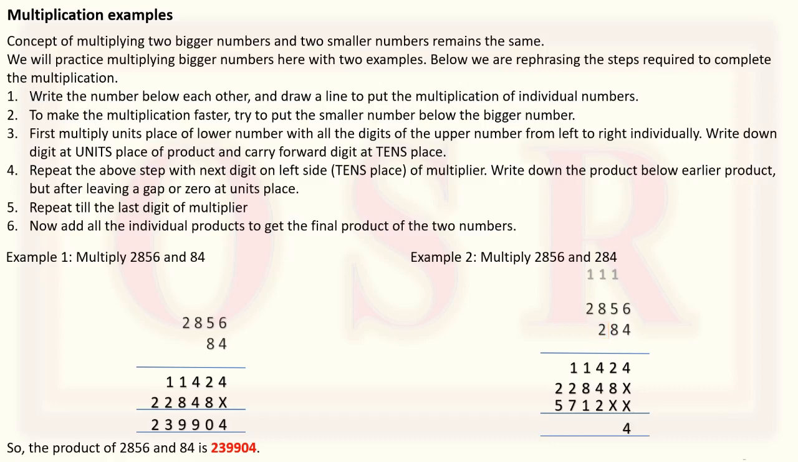4 plus 8 is 12, write 2 and carry forward 1. Same way, right? There is no difficulty in this addition also. It is the same addition which we have covered earlier. So the product now that we get of 2856 and 284, these are bigger numbers this time, is 811104.